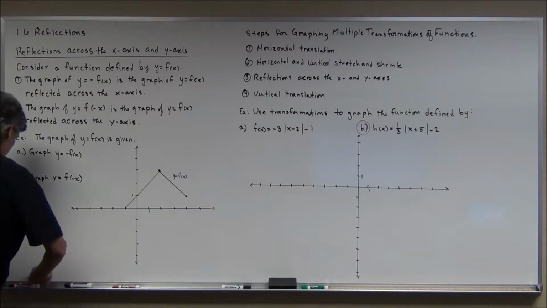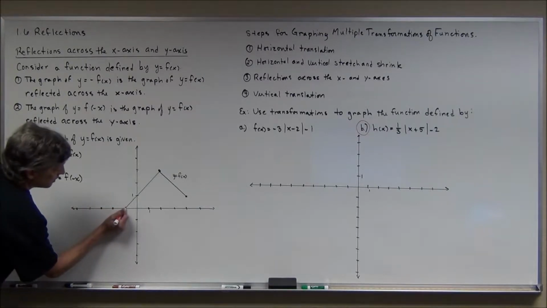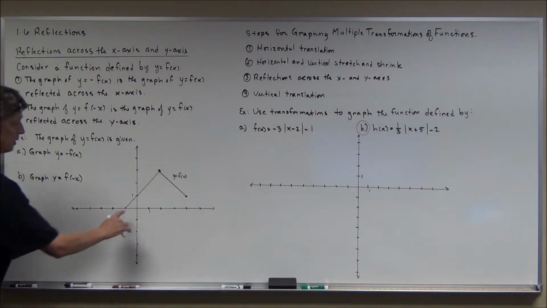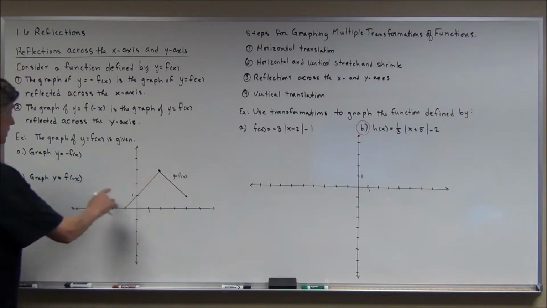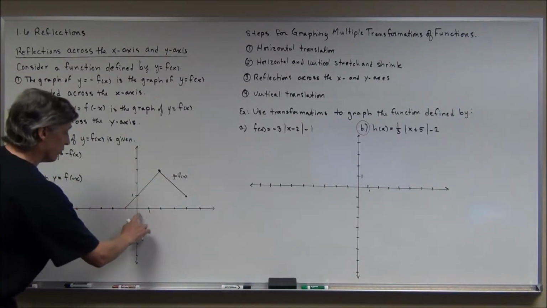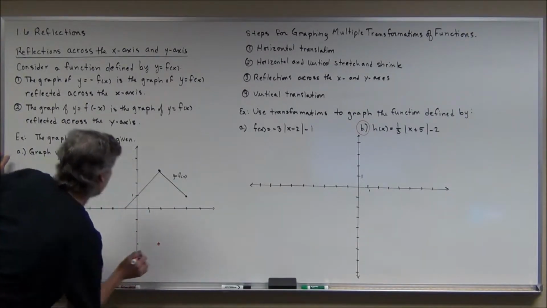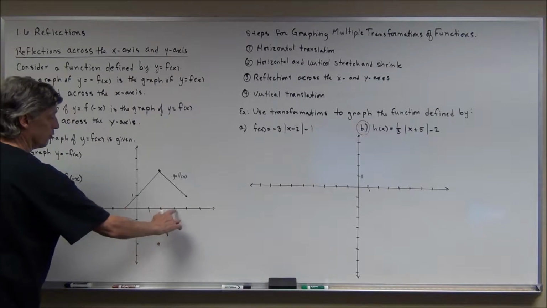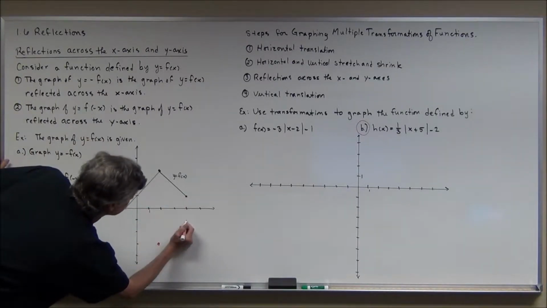So let's go with the red this time. The x-intercept is going to stay exactly right here. But this point 2, 3 is now going to become the point 2, negative 3. That's over 2, and then down 3 to here. And then this point here, which is 4, 1, will become 4, negative 1.